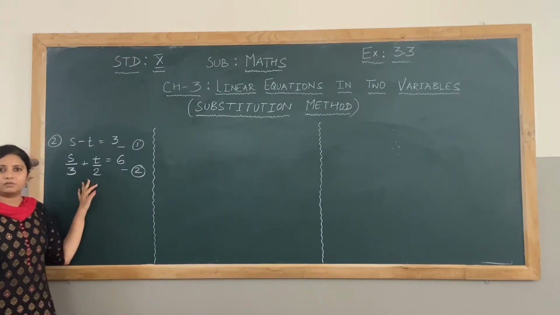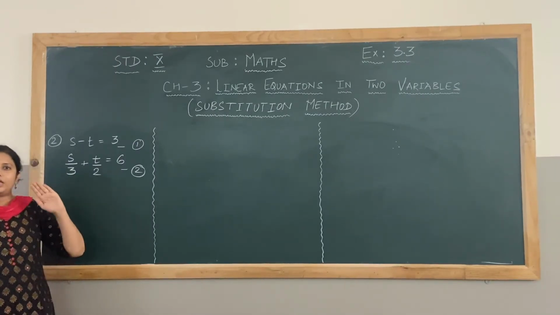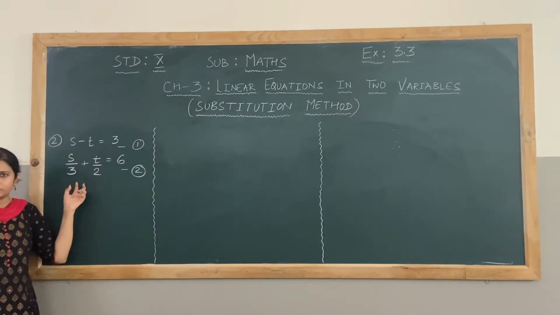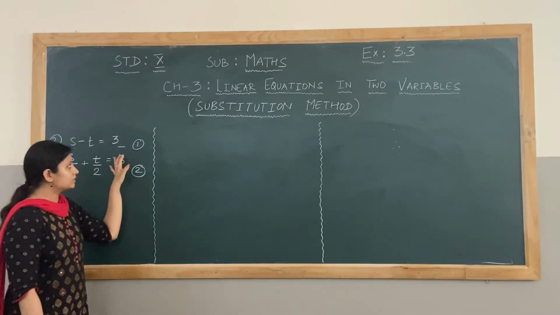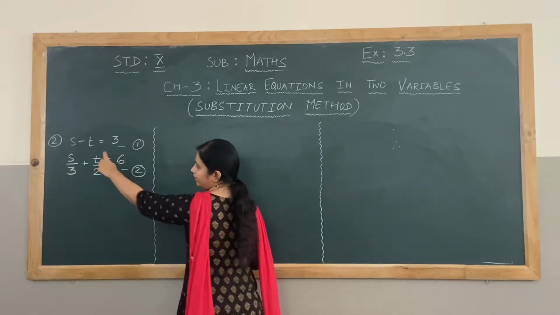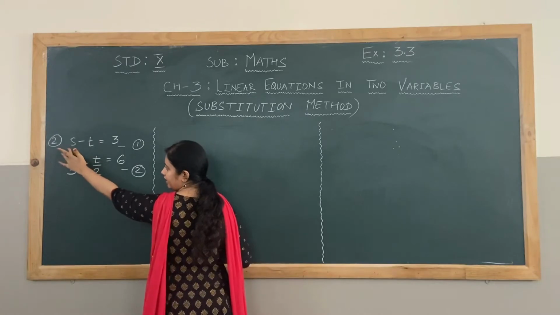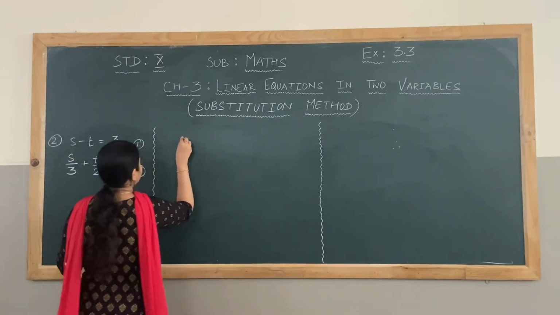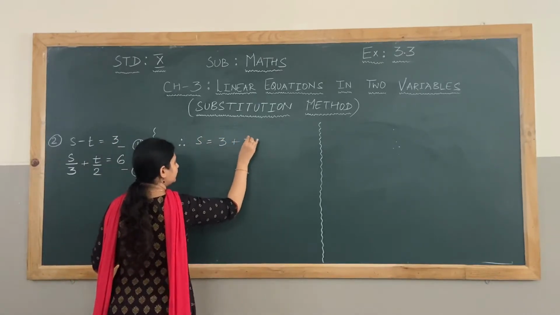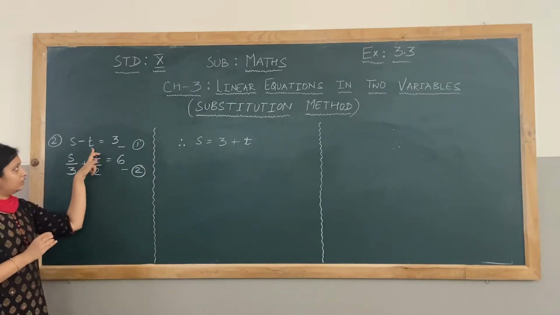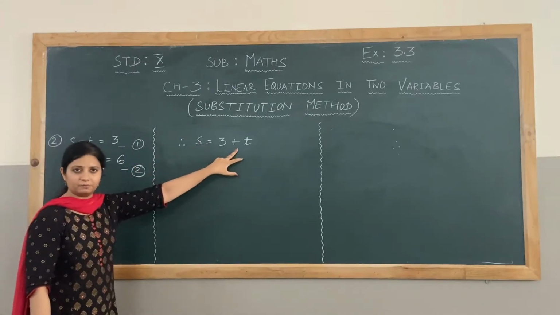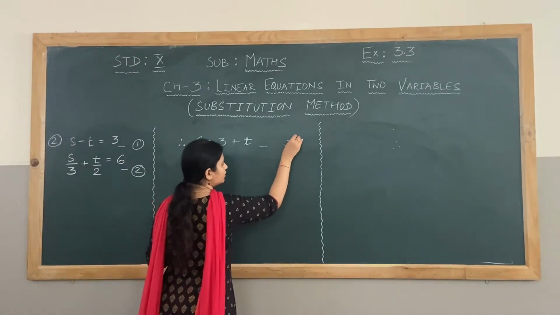Students, here is my second sum of exercise 3.3. As I said earlier in the first sum, if you have two variables, you should have two equations. So here also you are given two equations. This is my equation 1 and this is my equation 2. As we did earlier, we will write the first equation either in terms of s or in terms of t. So here I am writing, therefore s is equal to 3 plus t. See, what I have done is I have taken this minus t to the other side of the equals, and this minus t will become plus t. Name this equation as 3.